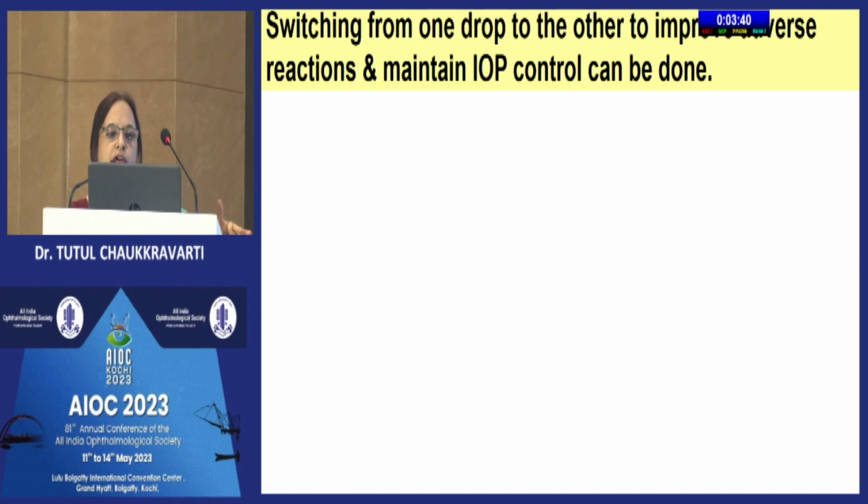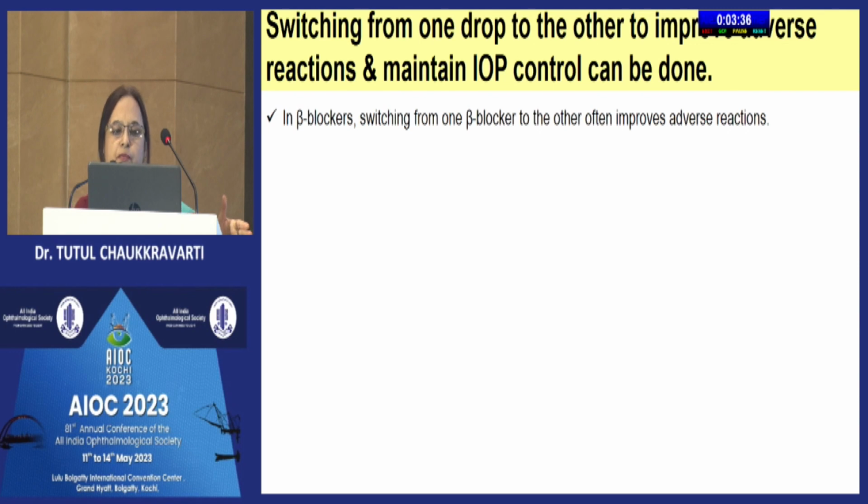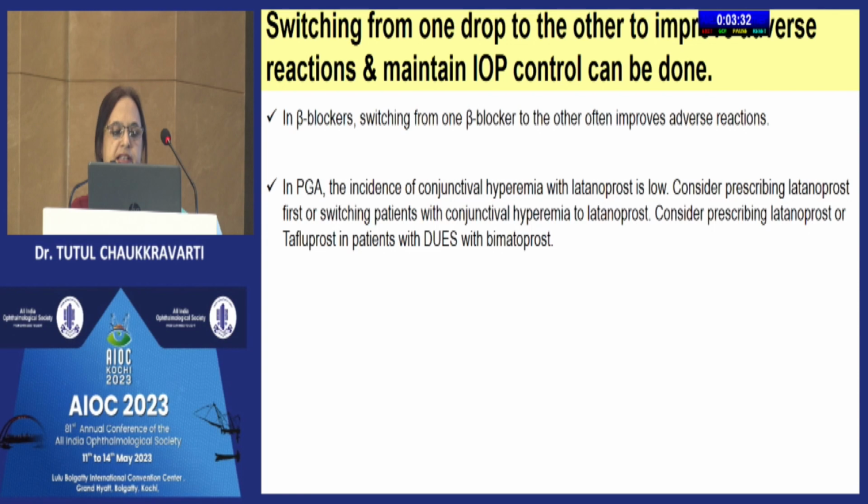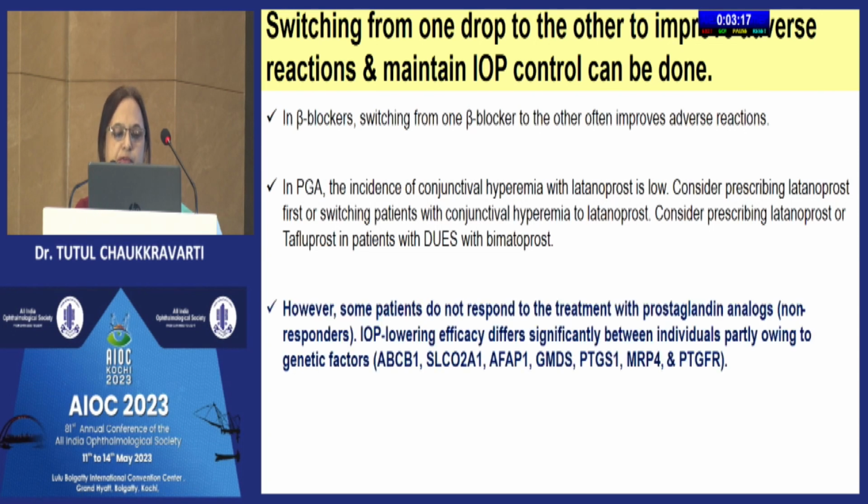Switching from one drop to another can improve the symptoms. In beta blocker, switching from one beta blocker to the other often improves adverse reaction. In PGA, the incidence of conjunctival hyperemia with latanoprost is low. Consider prescribing latanoprost first, or switching patients with conjunctival hyperemia to latanoprost. Consider prescribing latanoprost or tafluprost in patients with DUS with bimatoprost.